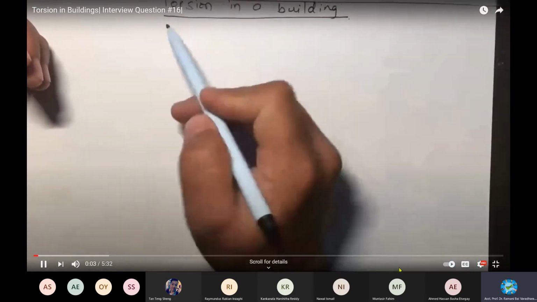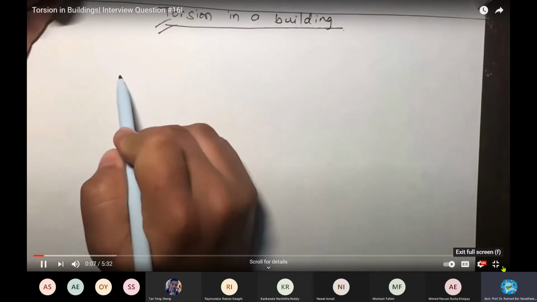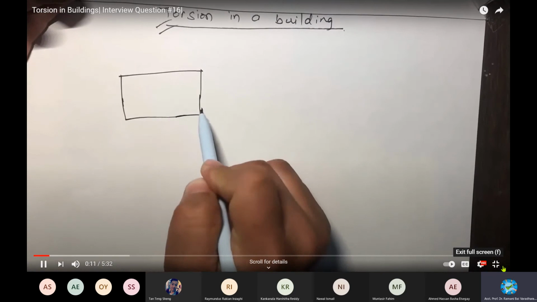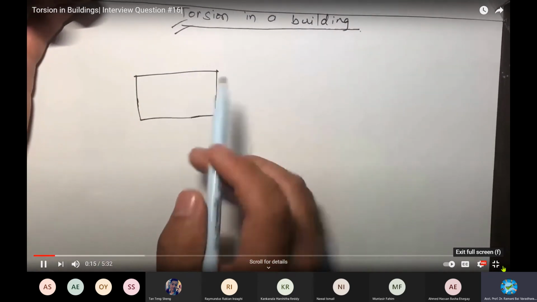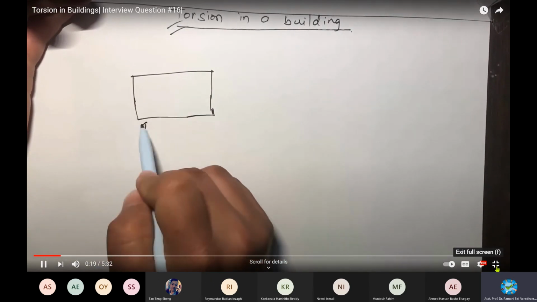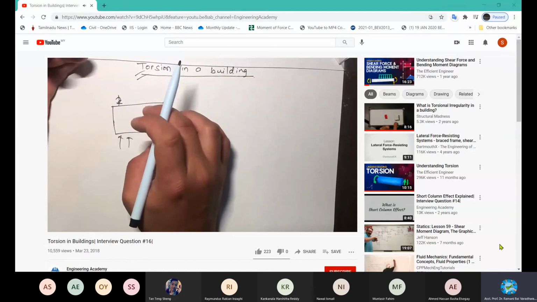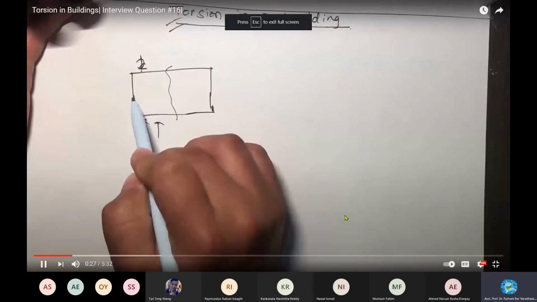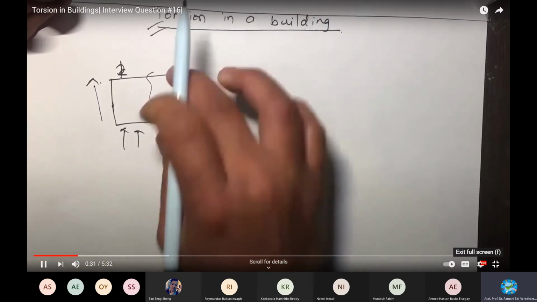Academy, and in this video I'll be talking about torsion in a building. All right, so let us assume that we got a building over here. All right, so this is the top view of the building, or you can see the plan of the building, right? And so let us assume that this building is acted upon by the lateral load. Okay, so it can be from any direction. All right, due to these lateral loads, let us assume that this part of the building deflects more as compared to this part of the building.